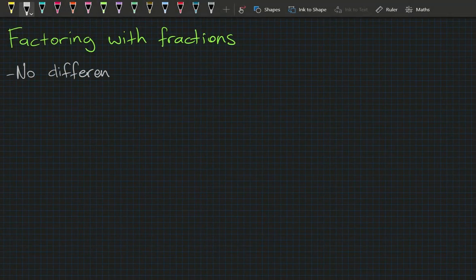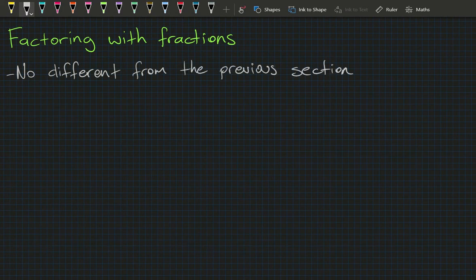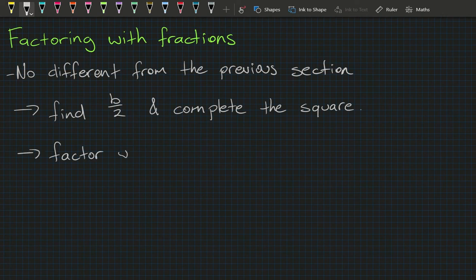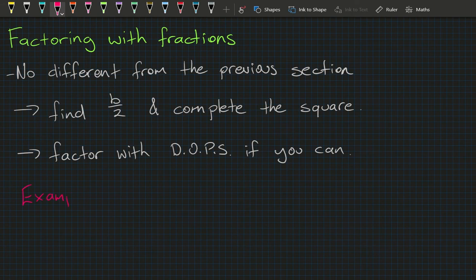Factoring with fractions is no different from the previous section, apart from a little bit more complication in the arithmetic and algebra. But all you need to do is find b on 2 and complete the square, and then factor with the difference of perfect squares if you can. Alright, let's have a go at example 14, where we're going to factor the following.